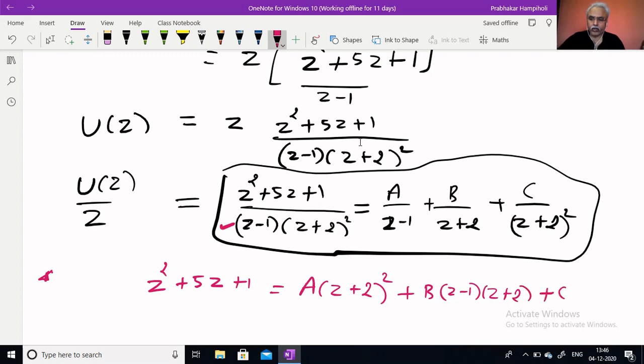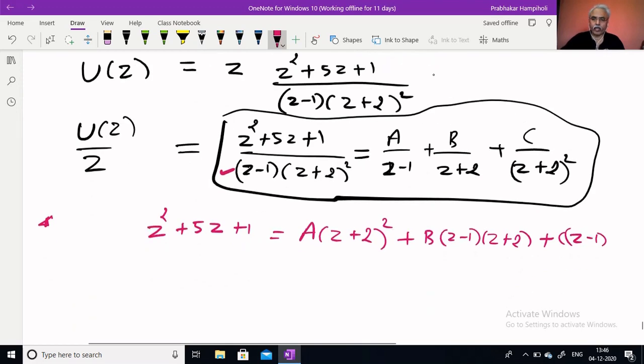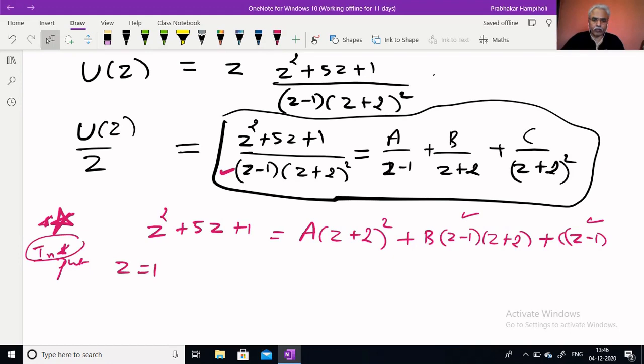Such things we have done, and we will not waste much time on this, but I will give the hint. To find A, see here z−1 is common, so put z equal to 1 in star and you will get A. You get 1+5+1 on the left, and on the right A into 9. So you end up with the value of A as 7/9.